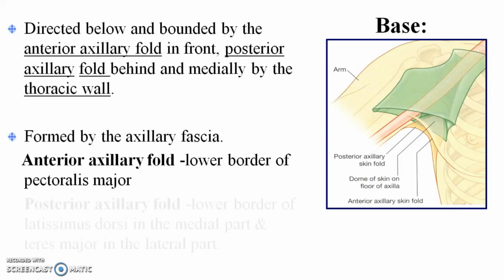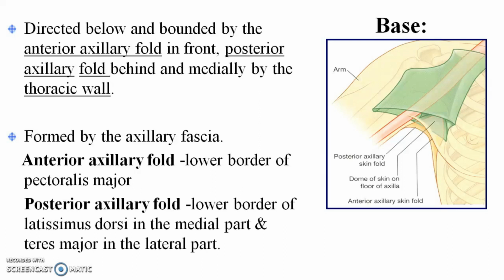Now going to the posterior axillary fold, it is again formed by the lower border of another muscle called latissimus dorsi, which is seen in the medial part of the posterior axillary fold, and in the lateral part we get another muscle called teres major. So two muscles contribute to the posterior axillary fold, one medially and another laterally. The medial most part is by latissimus dorsi, the lateral most part by teres major. But in the case of the anterior axillary fold, it is by only a single muscle, which we call the lower border of pectoralis major.